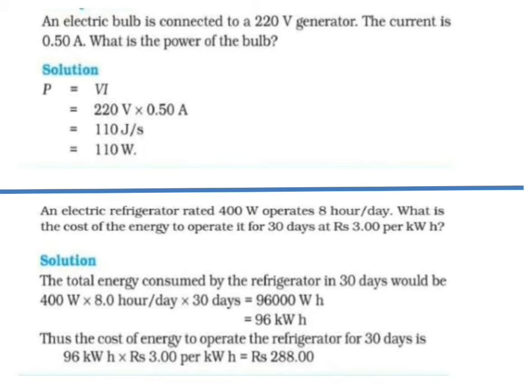Then the second question is: an electric refrigerator rated 400 watt operates 8 hours per day. What is the cost of energy to operate it for 30 days at rupees 3 per kilowatt hour?